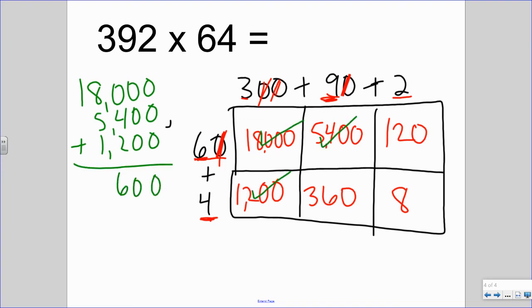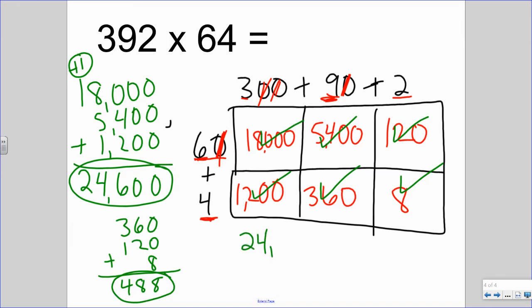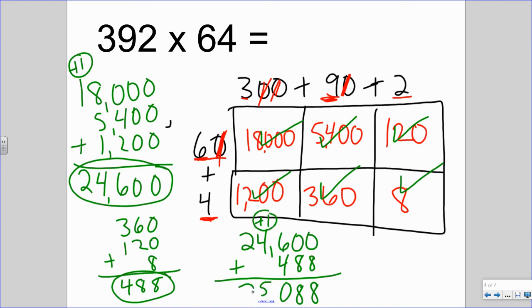And when I add these up, I get, let's see, that's 14 carried 1. I get 24,600. And now I need to add together my last 3. That would be 360, 120, and 8. And when I add those together, I get 488. So those are all of my bits and pieces. To get my final answer, I just need to take 24,600 and add that to 488. And I'm going to get a quick response here of 25,088.